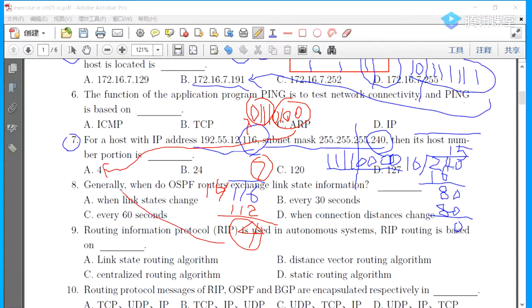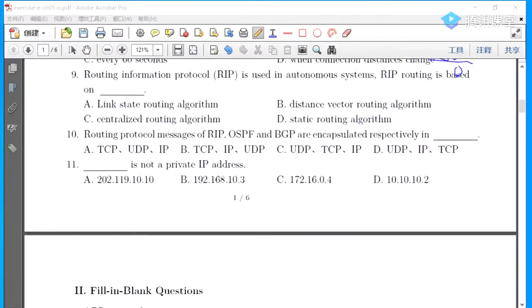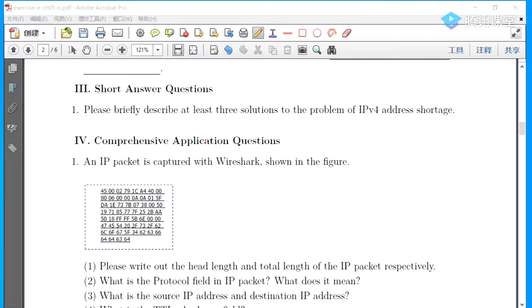Or you can directly get the host portion from the remaining 4, right? Then we will review the short answer questions. Please briefly describe at least 3 solutions to the IPv4 address shortage.